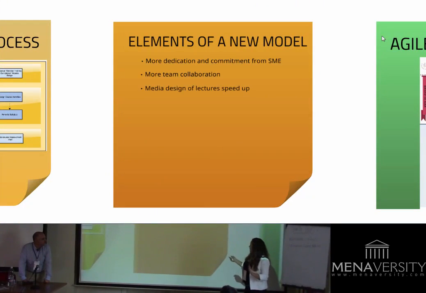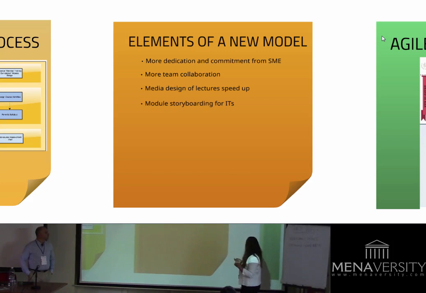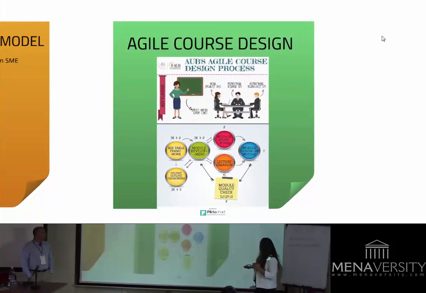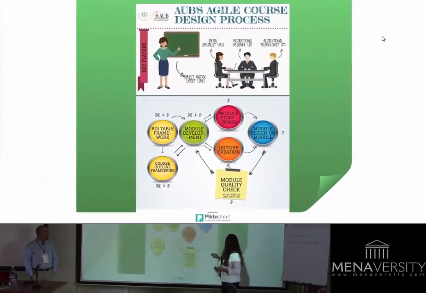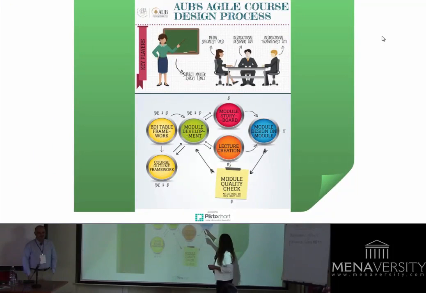Obviously, things needed to change. We needed more dedication from the SME. We needed a bigger team. The ID and the SME cannot obviously do everything. And we needed a faster design process. This is our new model. We have to show the new model. We cannot play the game. We spent a lot of effort doing that. So this is the new team. Every course design now has 4 people working on it.